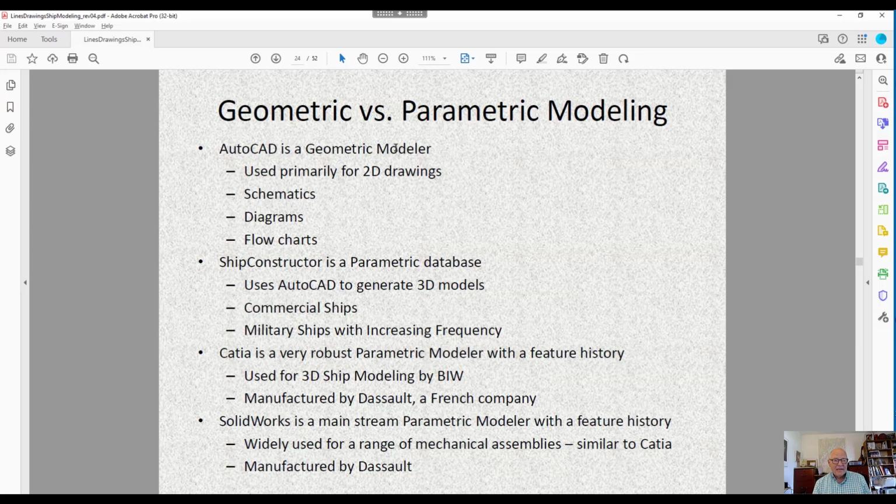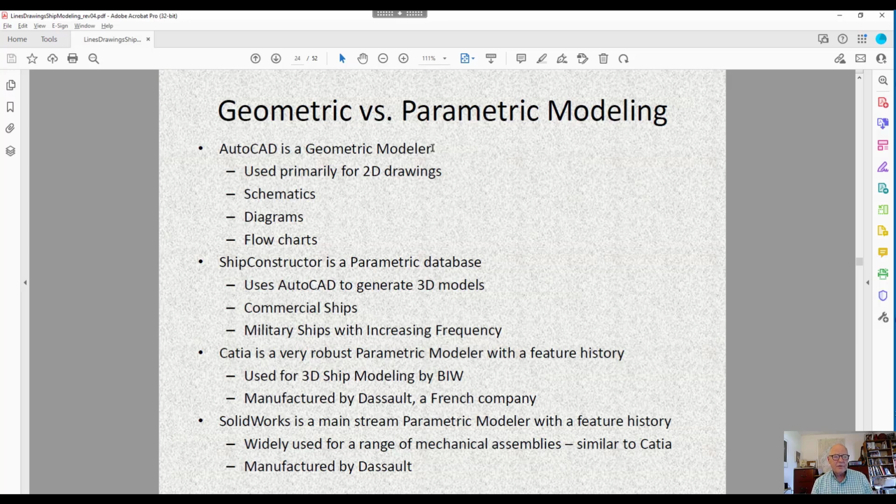AutoCAD is a 3D modeler, but it doesn't get used generally for things like ship design except by a program called Ship Constructor. We'll talk about that next. And it doesn't actually get used in Ship Constructor as a way of designing the ship, but again, I'll talk about that in a bit. AutoCAD is used, even in ship design companies, for a lot of two-dimensional work, and that's primarily what it gets used for these days.